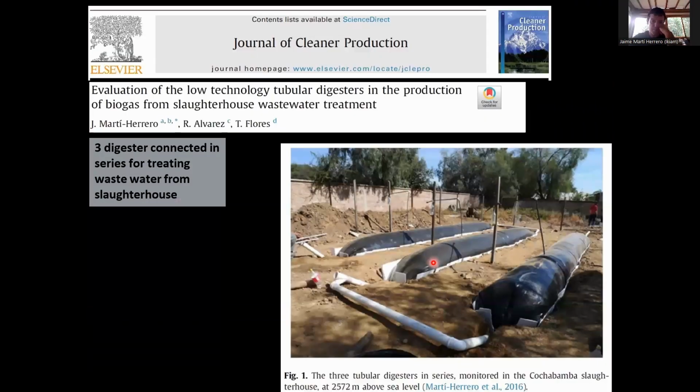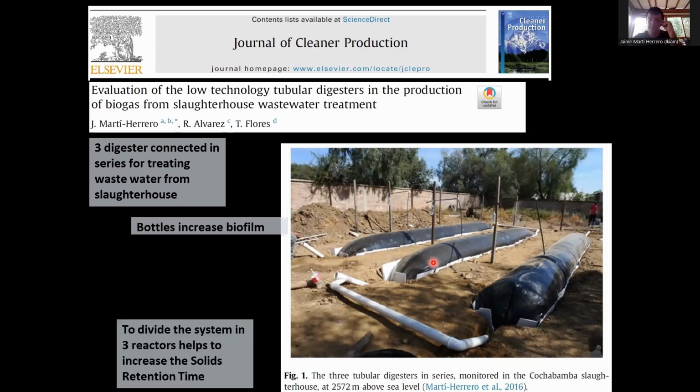So we did some more research in other digesters here, in a slaughterhouse, with the wastewater from a slaughterhouse. And finally, we know that the biofilm creation, the colonization of these bottles by the microorganisms, is the main effect. But we also learned that putting these digesters in series, dividing the digester into different stages, is better for performance.